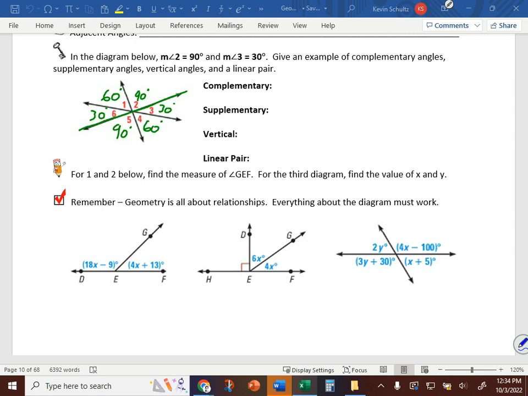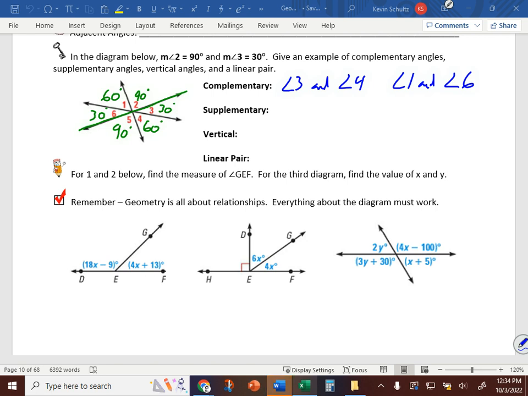3 and 4. Angle 3 and 4 sum to be 90. That's the definition of complementary angles. Joey, you had one too? Do you see another pair? 1 and 6. 1 and 6 would work as well. Angles 1 and 6 because they add up to be 90.